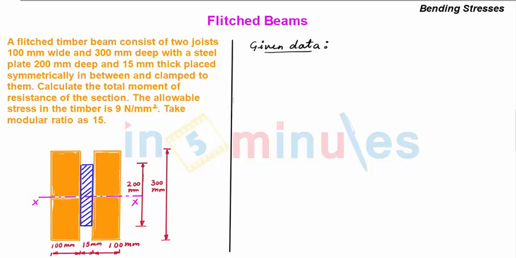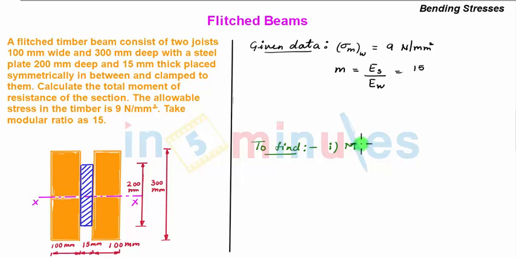So let's note down the given data. First, we have been given the maximum or allowable stress in wood as 9 Newton per mm square, and we have been given the modular ratio, which is nothing but Young's modulus of steel upon Young's modulus of wood, equal to 15. And in this problem we have been asked to find the moment of resistance of the composite section. So let's solve the problem.